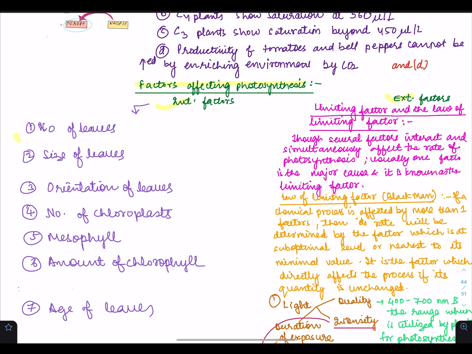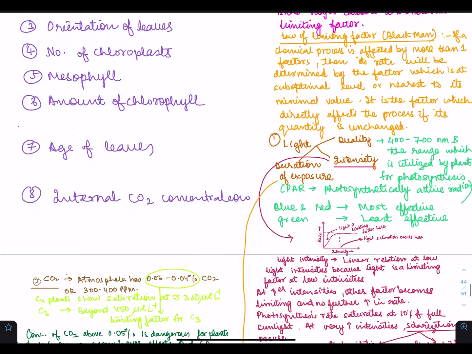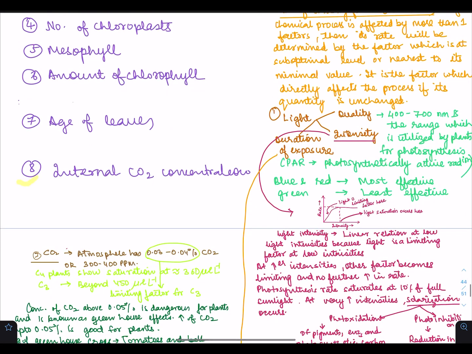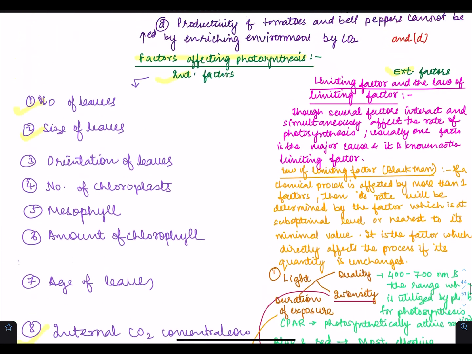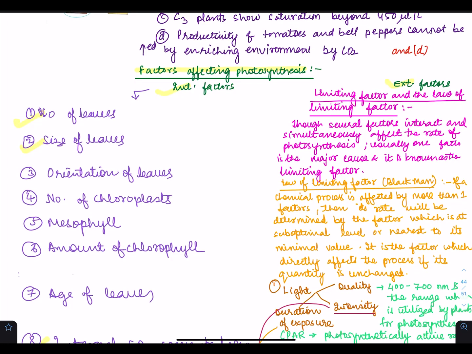They are the number of leaves, size of leaves, orientation of leaves, number of chloroplasts and mesophyll and the amount of chlorophyll and the age of the leaves. Internal carbon dioxide concentration is also one of the internal factors. So it is quite obvious that if the leaves are more in number, they will be more efficient in photosynthesis. If the size is more, then the leaves will have more surface area for photosynthesis.